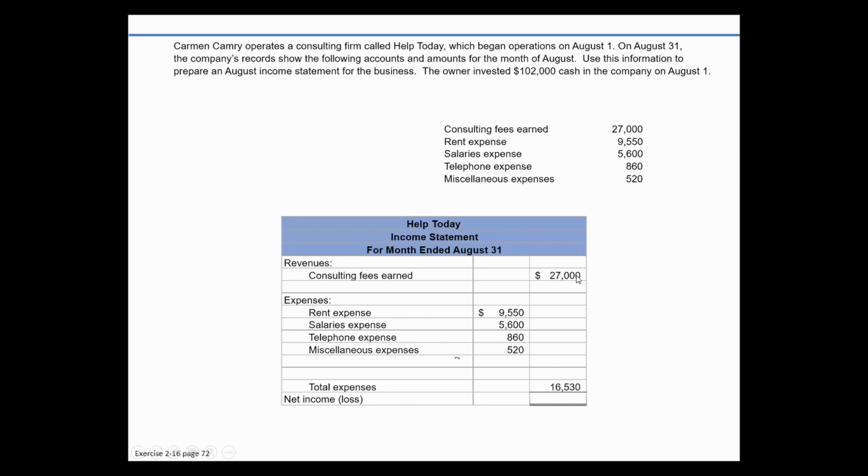So the total for the revenue. And then you list out your expenses here. And then we add up our expenses, so $16,530. So then if we subtract each of those, you get $10,470. So they had a net income, or another way of saying that is the net profit, of $10,470.